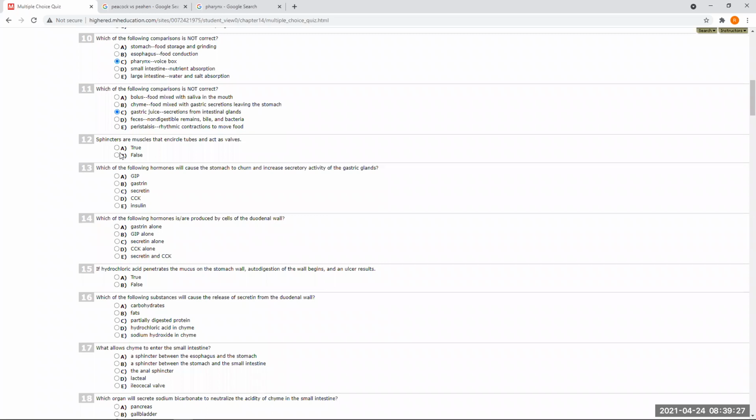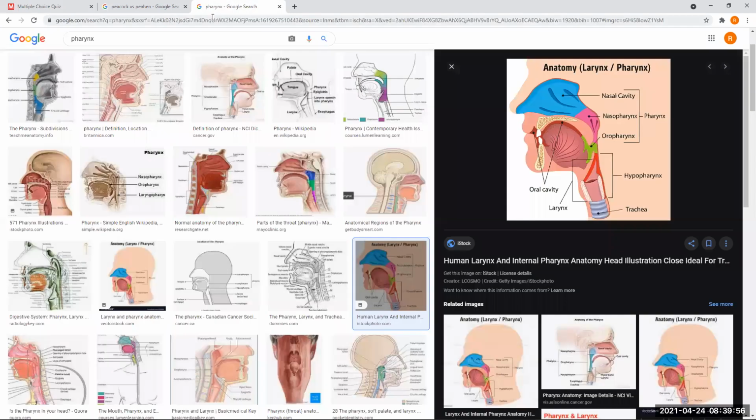I saw someone named Griffith put true as the answer in the chat. Sphincters are muscles that encircle tubes and act as valves. Yeah, that is true. Very good. We mentioned that sphincters are muscles that encircle tubes. They act as valves. Let's see if we can have a quick look at the esophageal sphincter.